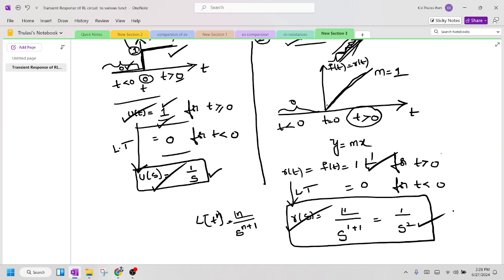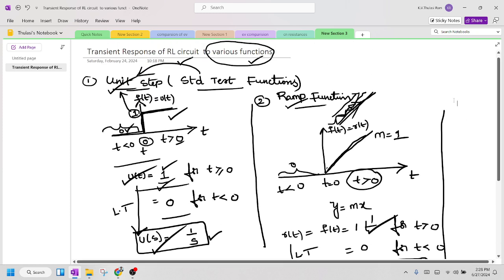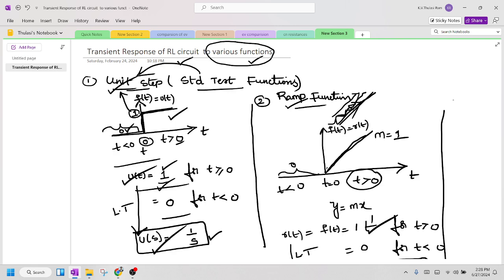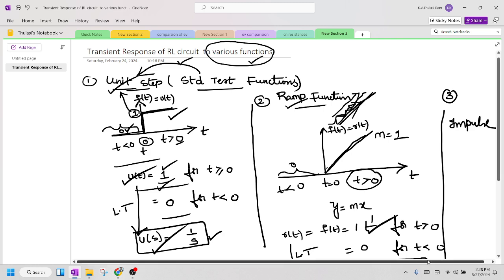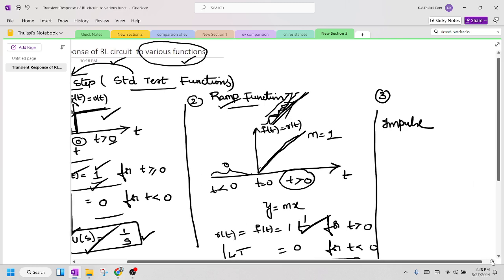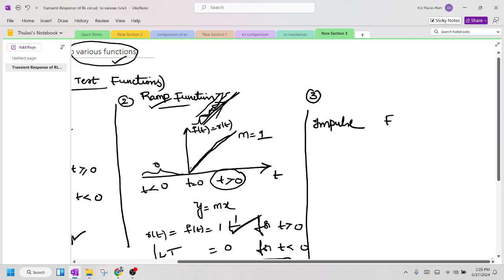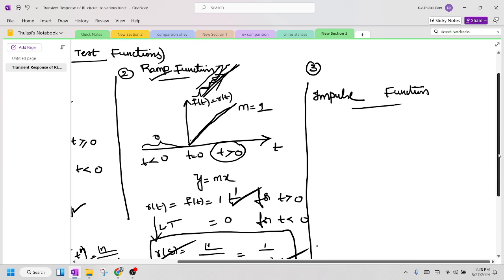The next function is the unit impulse function. Okay, so what is this impulse function?